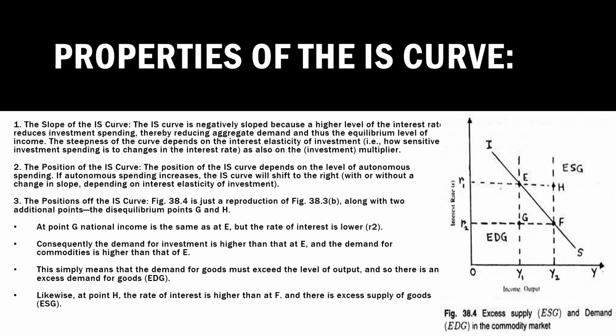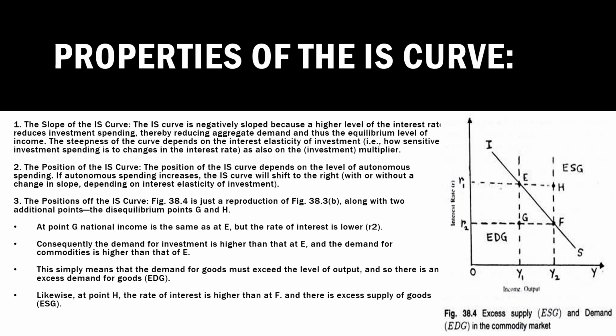So having understood the slope of the IS curve, we have to understand the position of the IS curve. The position of the IS curve depends on the level of autonomous spending. When I say autonomous spending, it is something which is independent of the level of your income. So if the autonomous spending increases, the IS curve will shift to the right. Whether the slope changes or not would depend upon the interest elasticity of investment.